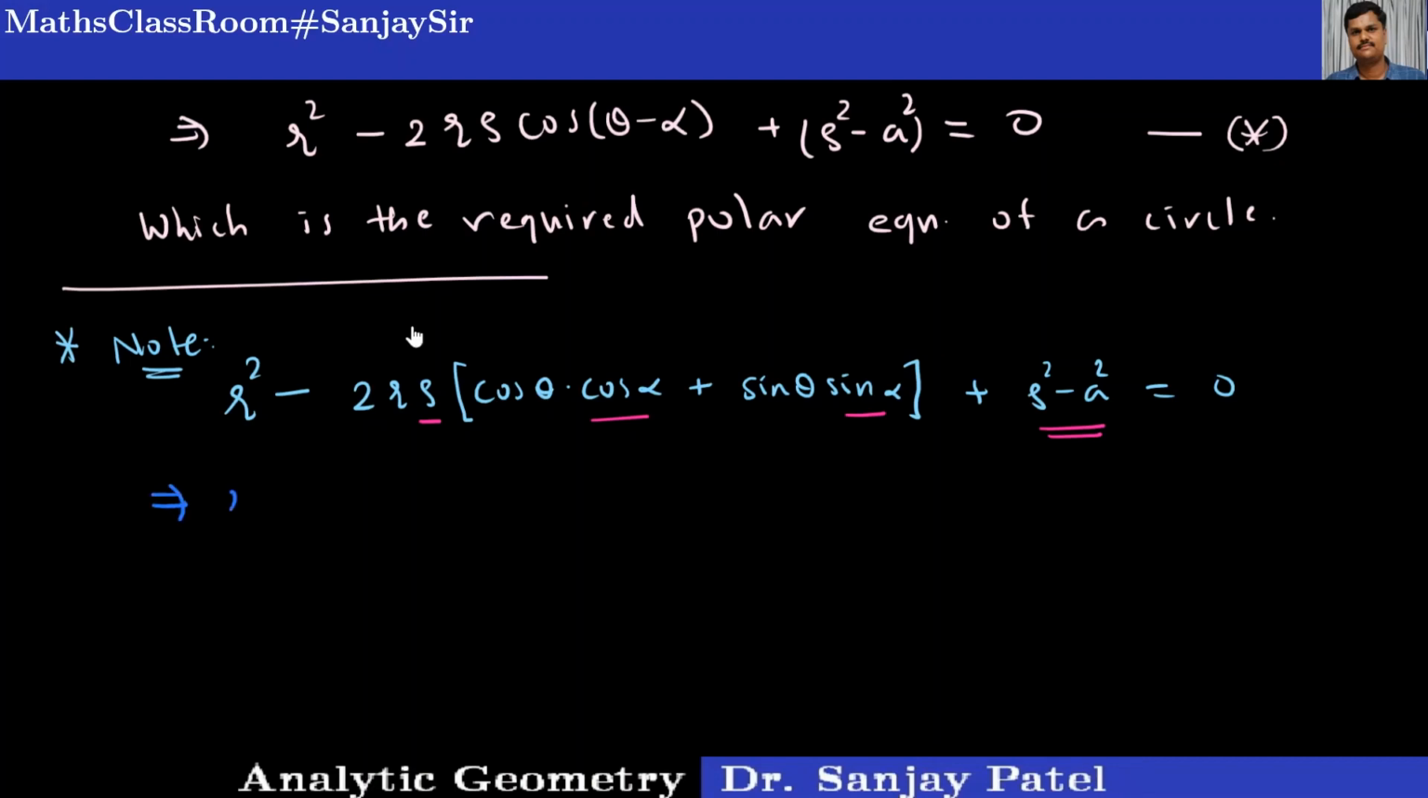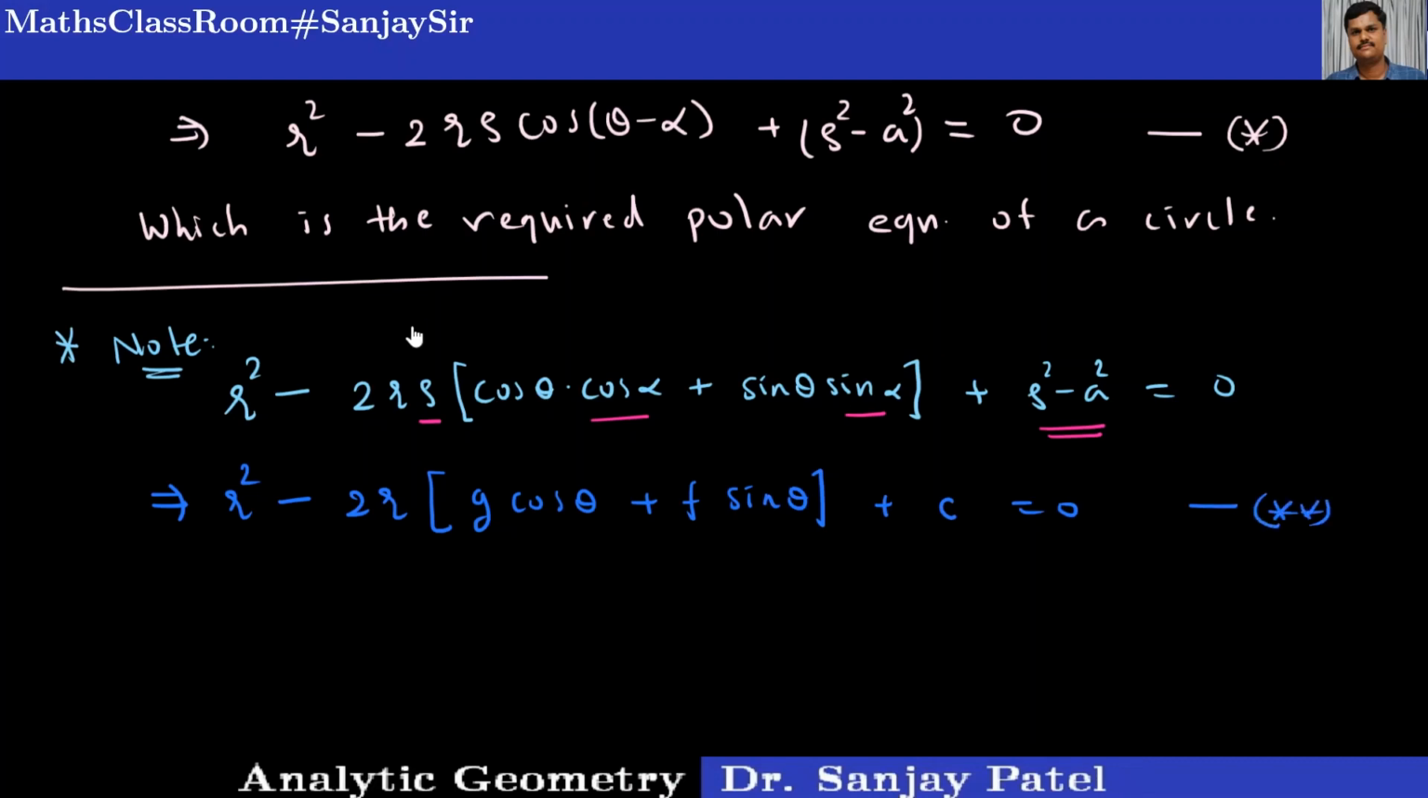As r square minus 2r into rho cos alpha, that rho into cos alpha I am replacing by g, I am calling it g, into cos theta, plus rho into sin alpha, I am calling it f, into sin theta, and plus this thing rho square minus a square is again a constant, I am calling c.